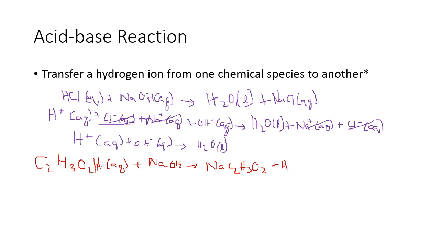And we make a salt and water, which I am going to label with the L. All right, so when we write our dissociation of this into an ionic equation, we are not going to split up the acetate or the acetic acid. And that is because the majority of acetic acid, when you put it into solution, will be in the associated, not the dissociated form.